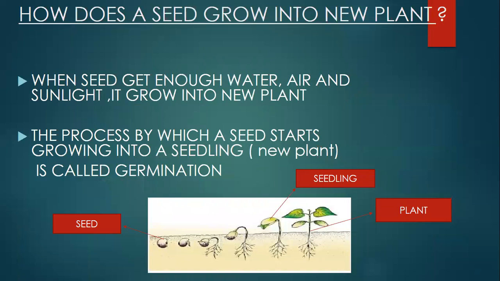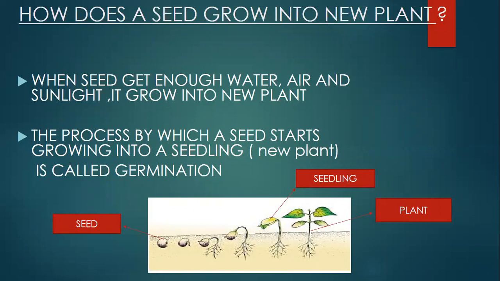Now, do you know how a seed grows into a new plant? So, as I told you, when a seed finds favorable conditions, and what are those favorable conditions? Air, water, and warmth. So when a seed finds air, water, and warmth, it grows into a new plant. And this whole process of growing a new plant from a seed is called germination.